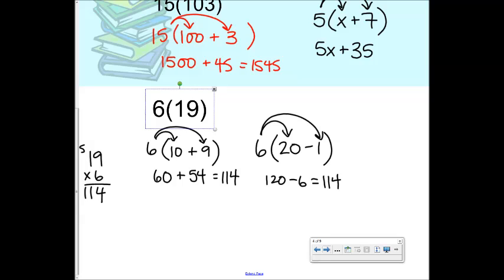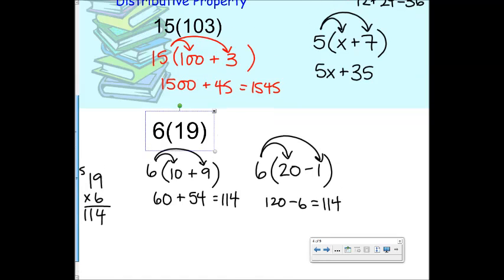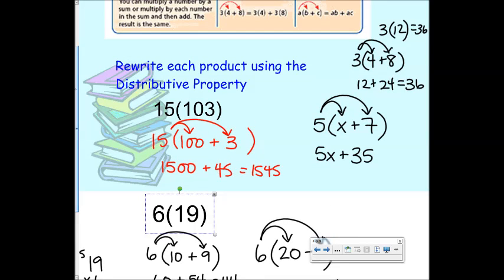Okay, so distribute, like Emmanuel said, is give out, right? So hand out. So I'm handing the 6 out to everything. When you will use it all the time is in a situation like this, when you have a variable in there. Because you're not trying to solve this one, you're just trying to simplify. Okay? So simplifying means getting it down to as simple as we can.